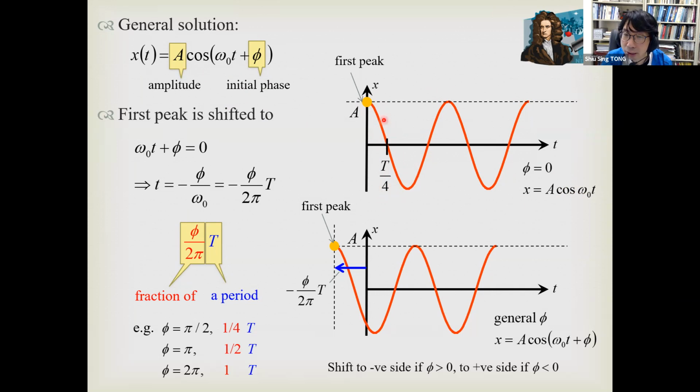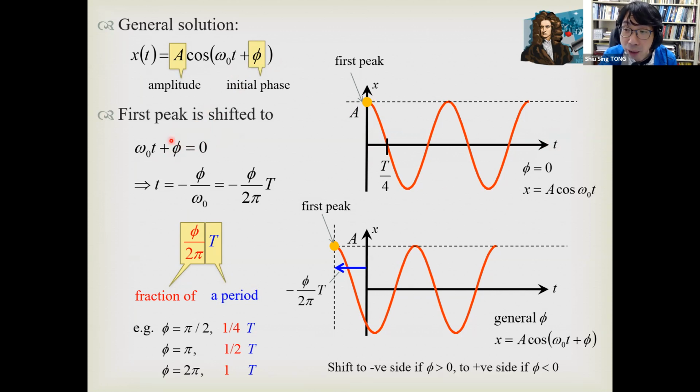Okay, so this is how a cosine curve looks like. Now suppose we add the phi. Suppose phi is not 0. Initially, if phi is 0, then we have the first peak located at t equal to 0. But with phi not equal to 0, the position of the first peak has changed. The function is still a cosine function, but there's a shift in the whole curve, and that makes the first peak change its position.